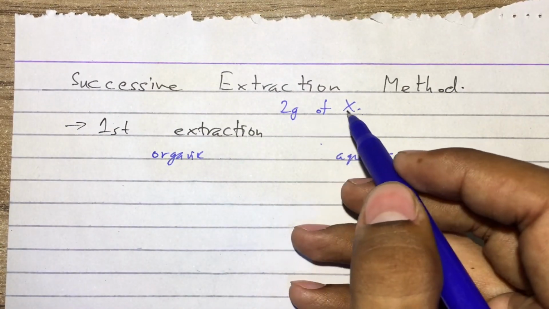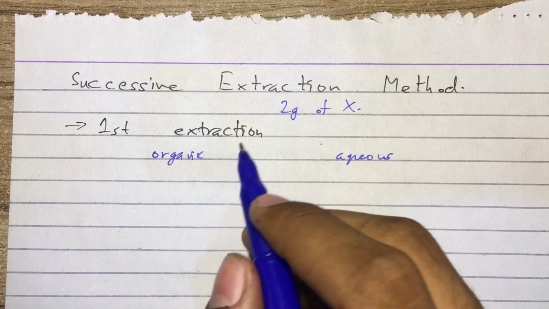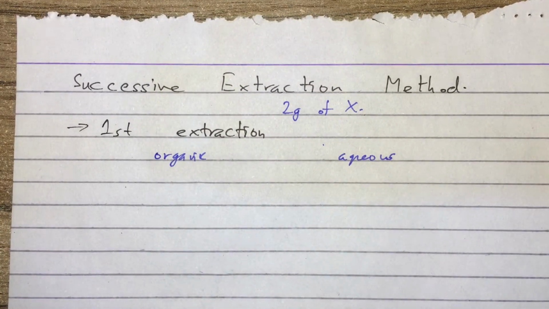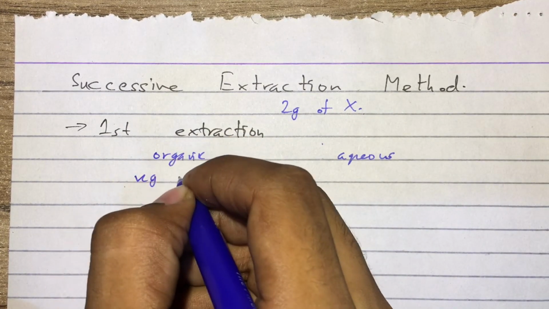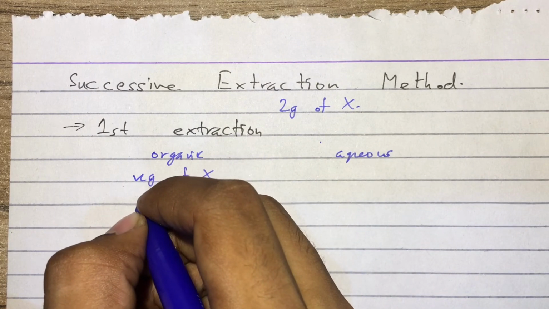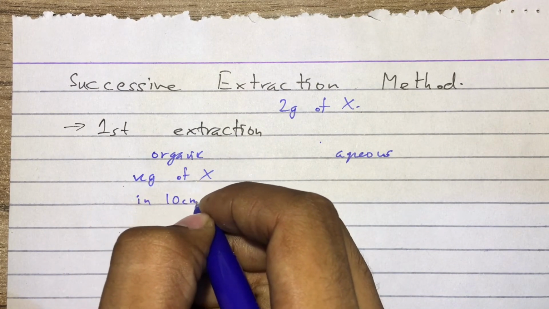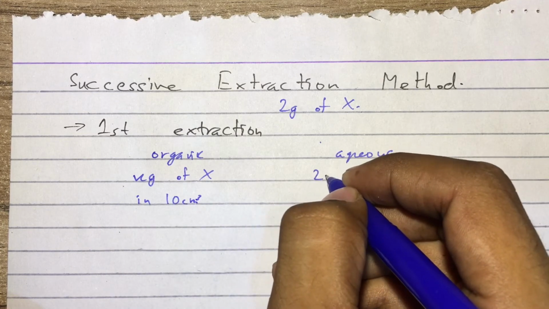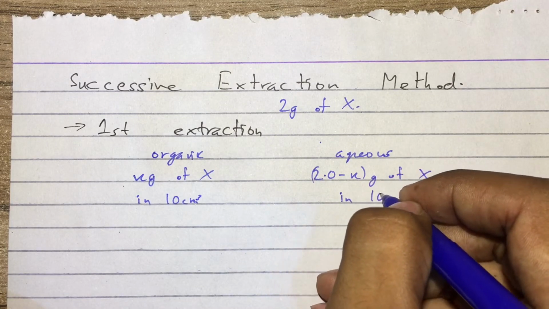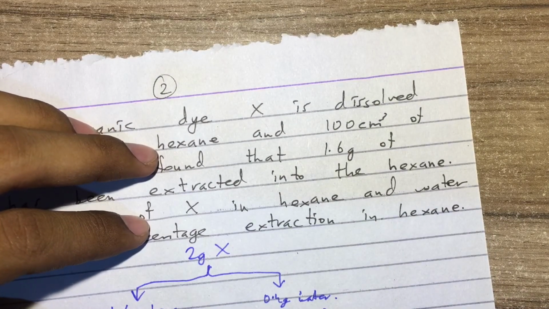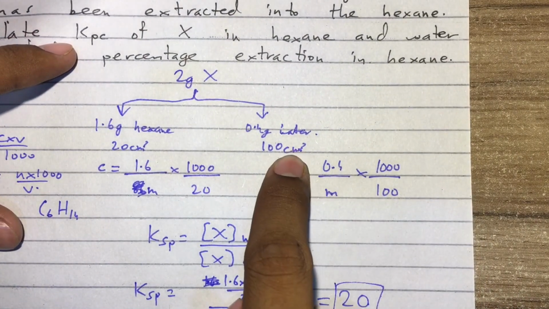It's the same 2 gram of the dye X. Now what we do is we take 10 centimeter cube of hexane, extract that, and then use the next 10 centimeter cube of hexane. So let's say that from the 2 grams, x grams of X is in 10 cm cube of hexane, and 2.0 minus x gram of X is in 100 cm cube of water, as it was in the previous question. This was 100 cm cube of water.